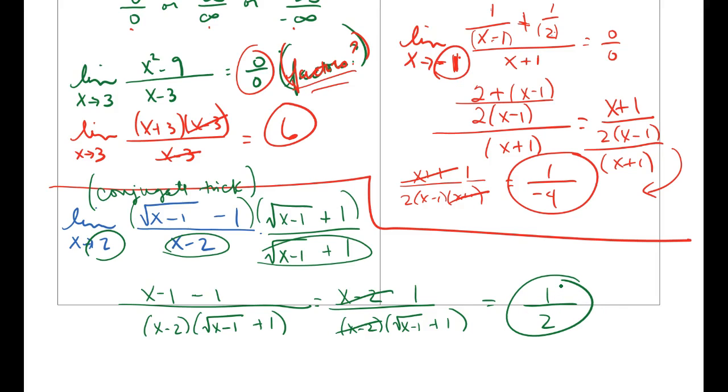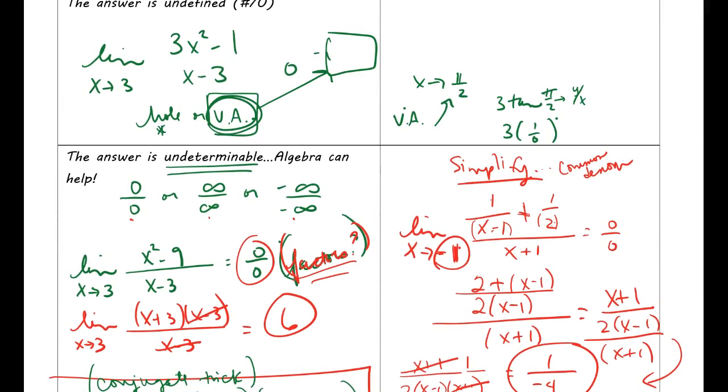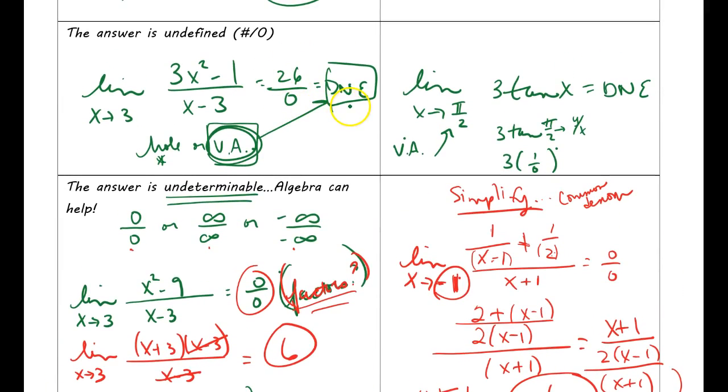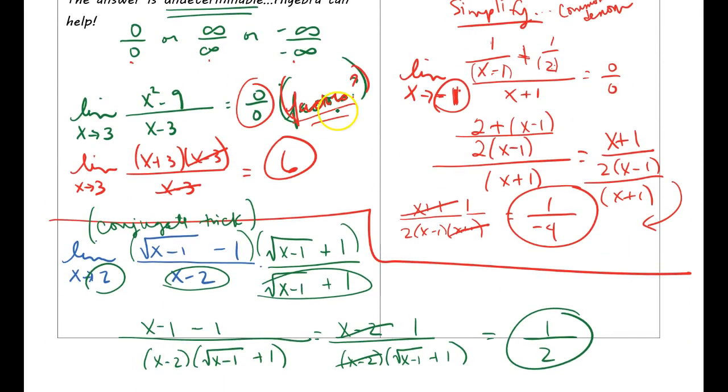Woo! Fun, isn't it? Okay, so those are all the little tricks. Try direct substitution first. If not, see if it's a number over 0, in which case the limit does not exist. But then if it's 0 over 0, you now have several tricks to try. Factoring, common denominators, or the conjugate.